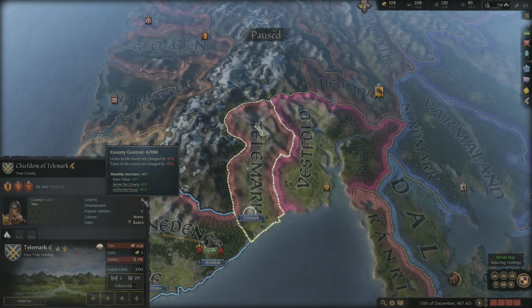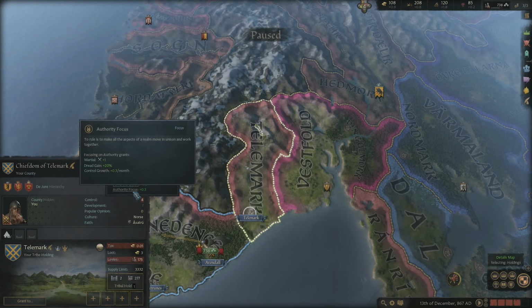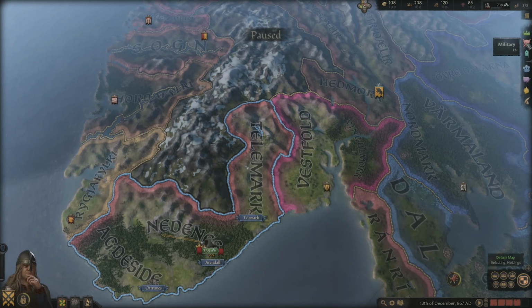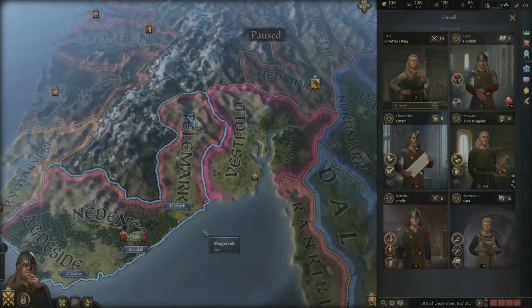If we look here, you'll see it's a plus 0.7 monthly increase for a couple of reasons. Number one, it increases naturally over time. Number two, we have a perk that increases the control, and then we have the focus of our current lifestyle, which also grants additional control. So it is increasing over time, but 0.7 per month is god awful. What we can do is employ our council.